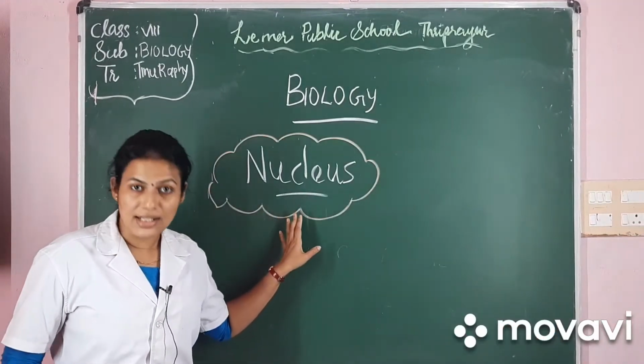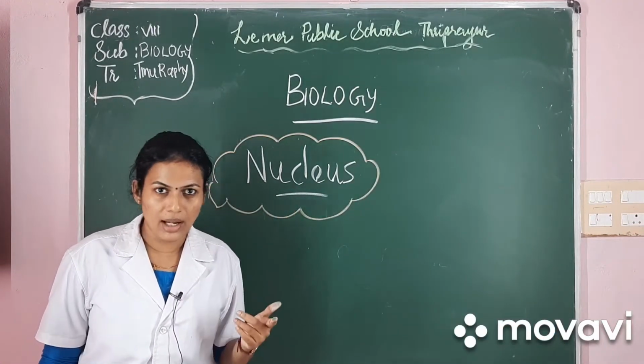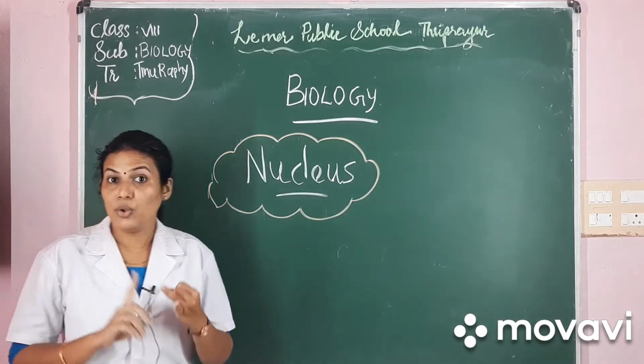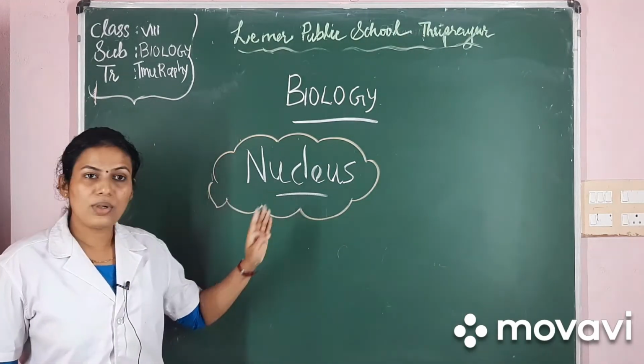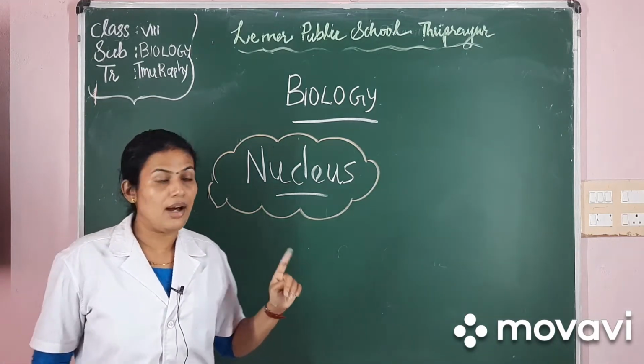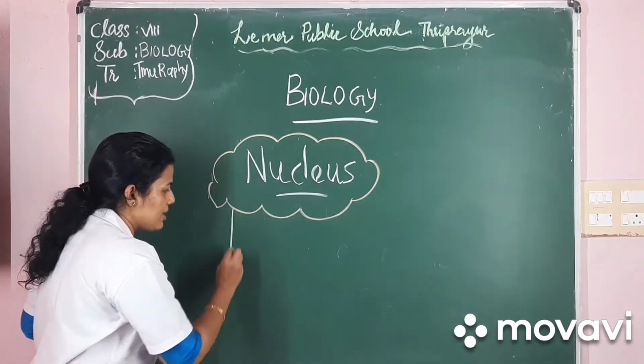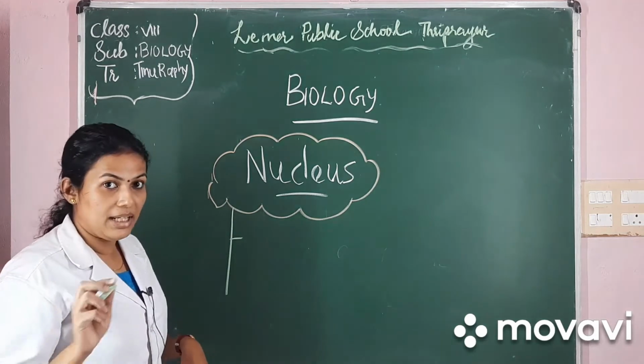A nucleus consists of four parts. They are nuclear membrane, nucleoplasm, nucleolus and chromosomes. So nucleus consists of four parts. They are, first one is nuclear membrane.